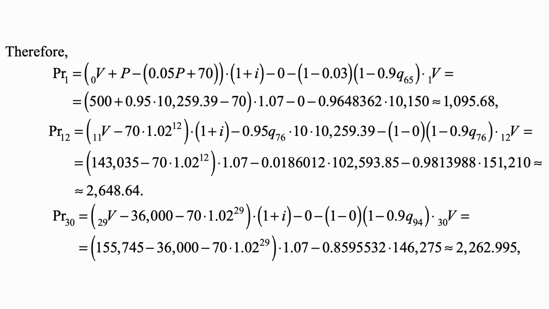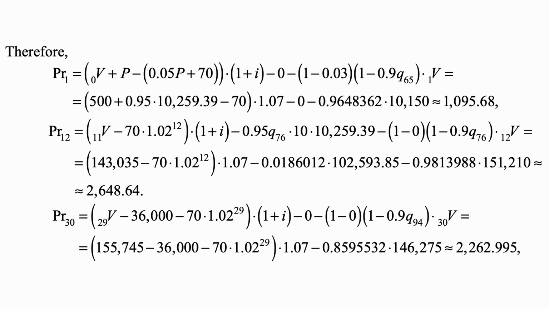Okay, therefore the profit at time 1 is reserve at time 0 plus premium minus the expenses, which is a fraction of the premium, 0.5p plus 70, times 1 plus the interest rate, minus 0, minus 1 minus 1.03 times 1 minus 0.97 Q65 for survival times the reserve at time 1. And we just plug in all these numbers, and we get 1095.68.